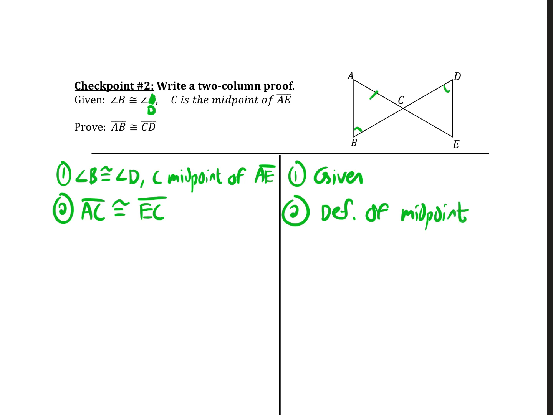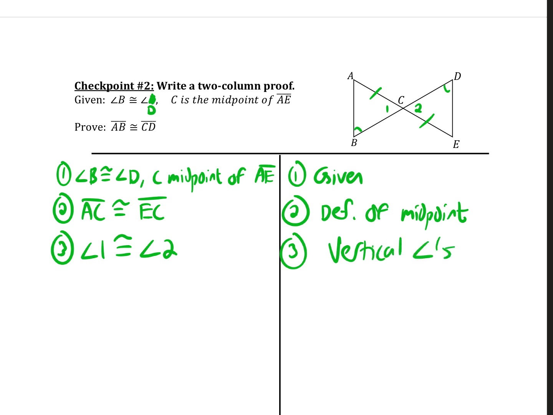Now we can mark that. These are, actually use one tick mark. This is congruent to this. Okay, sounds good. Now, after definitions, we have either reflexive sides or vertical angles. There are vertical angles. I'm going to put a 1 and a 2 here, so label these, make it easier. So we can say that angle 1 is congruent to angle 2. And why is that? Well, those are vertical angles.